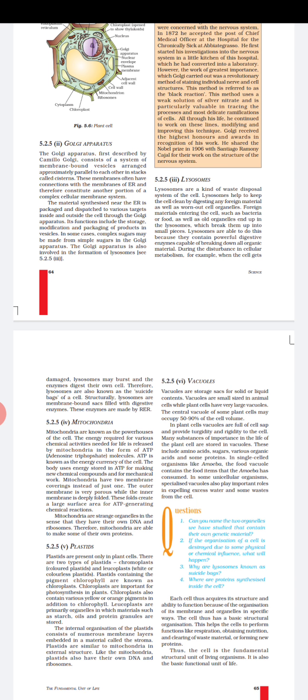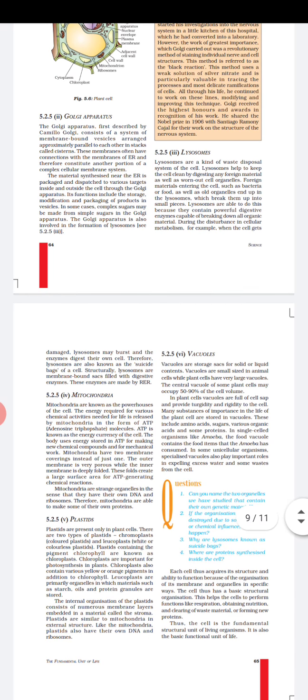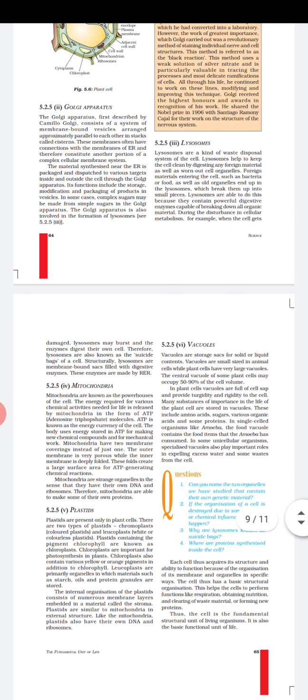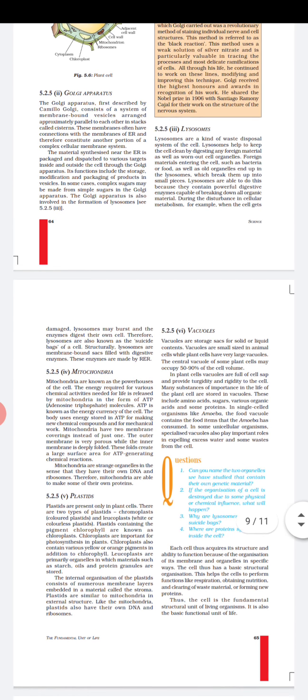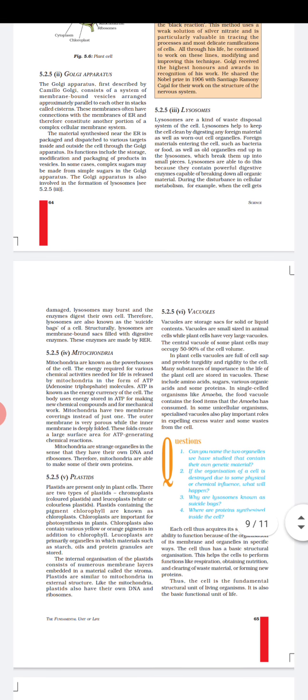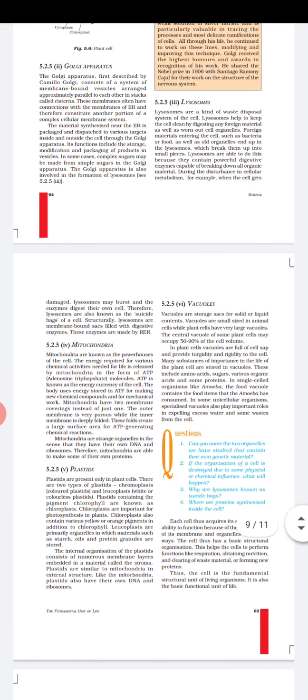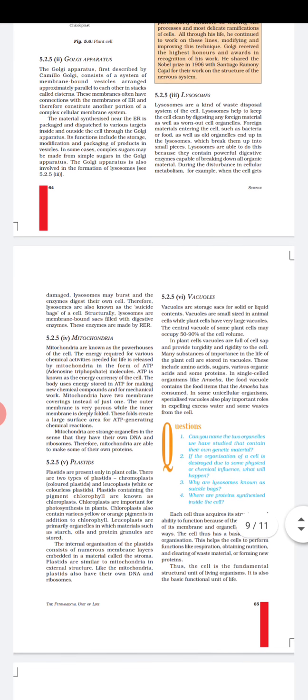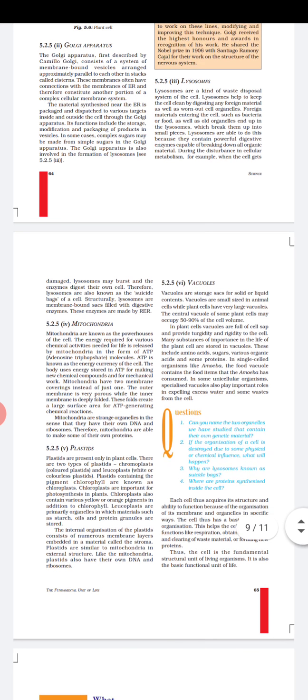Next is lysosomes. Lysosomes are the kind of waste disposal system of the cell. Lysosomes help to keep the cell clean by digesting foreign materials as well as worn out cell organelles. Foreign materials entering the cell, such as bacteria or food, as well as the old organelles, end up in the lysosomes, which break them into small pieces. Lysosomes are able to do this because they contain powerful digestive enzymes capable of breaking down all the organic materials.